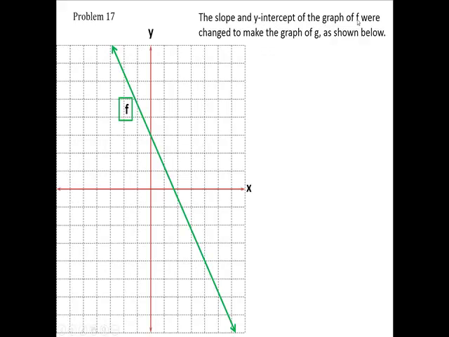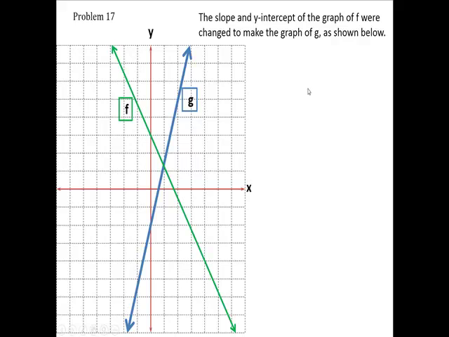The slope and the y-intercept of the graph of f, this line right here, are changed. We're going to change the slope and the intercept. Here's the intercept. We're going to change that. Okay? Talking specifically about the y-intercept here. And we're going to make a graph of g right here. So we're going to change the slope on f and the intercept on f, and you'll have g.